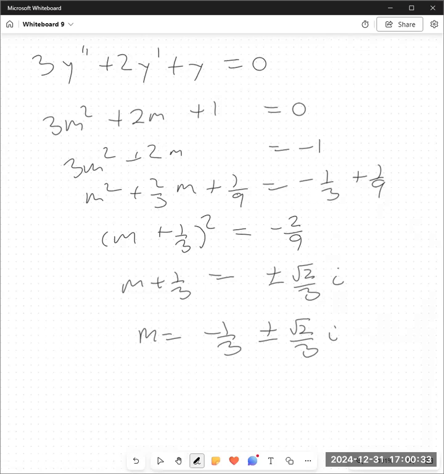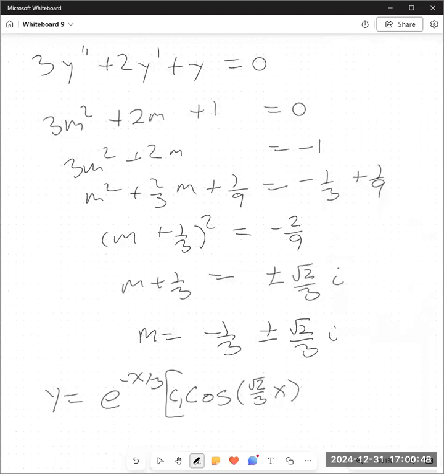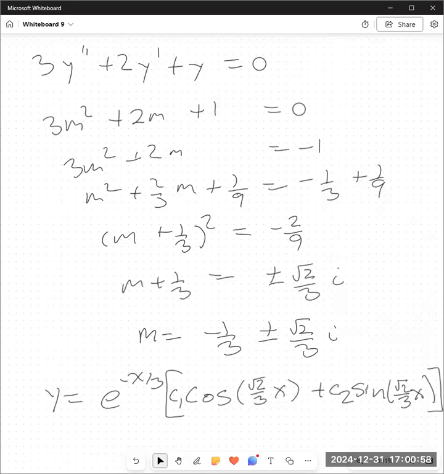And y is equal to e to the -1/3 x, that's -x/3, times c1 cosine of √2/3 x, plus c2 sine of √2/3 x. Close that bracket up. And you can do some more examples.